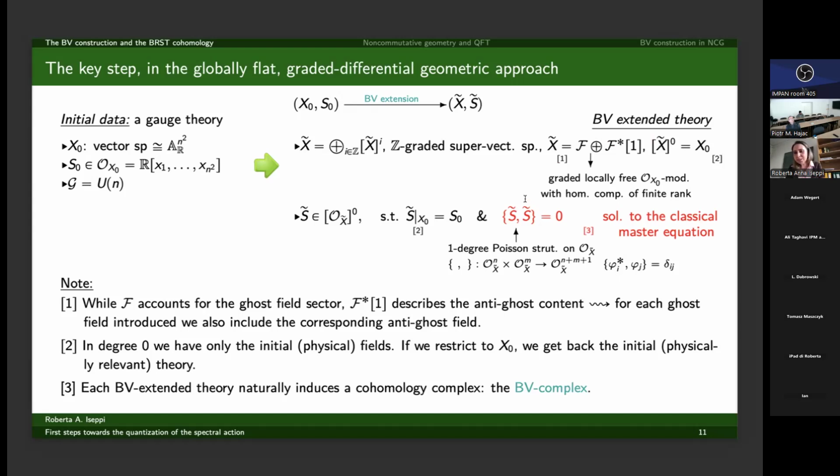So the third condition we are imposing on S tilde is that it is a solution of the classical master equation. And that plays a key role because it's exactly the condition that allows us to say that each time we have an extended theory, this BV extended theory naturally induces a cohomology theory, and this is called the BV complex.